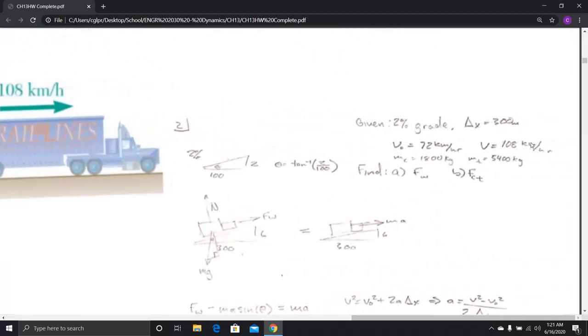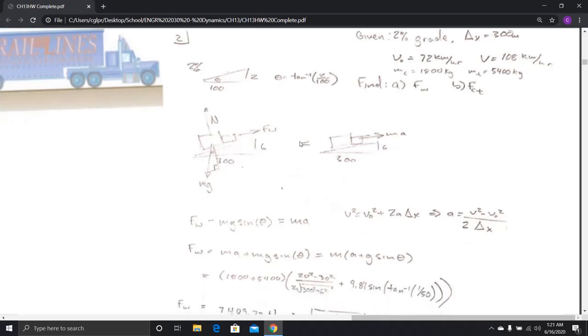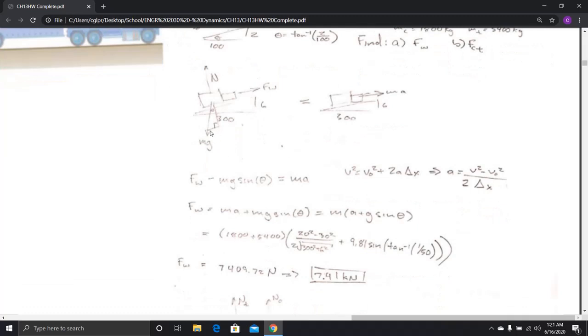So the first thing I do is draw the triangle for the 2% grade. That's not the same as 2 degrees, and I solve for theta. I then draw my diagrams here, making sure to draw the triangle to be able to convert the weight into the correct x and y axes.